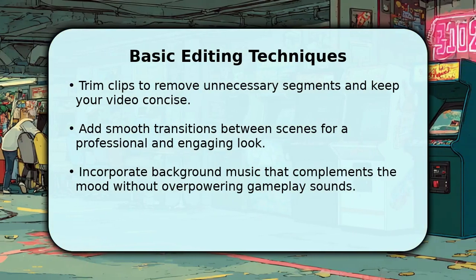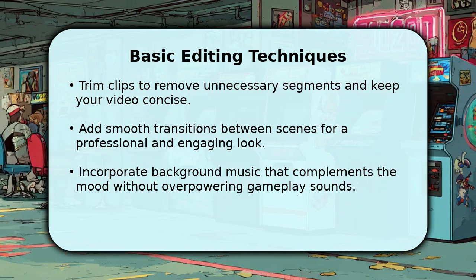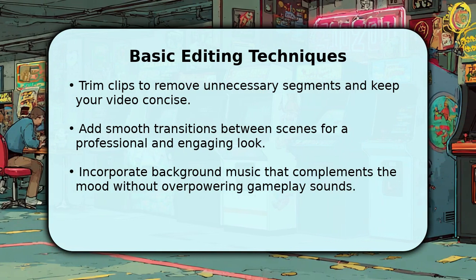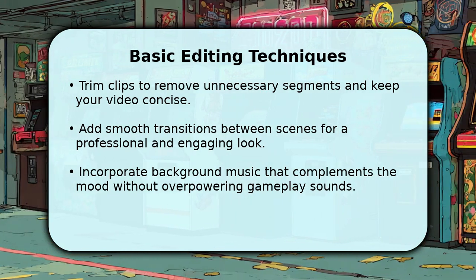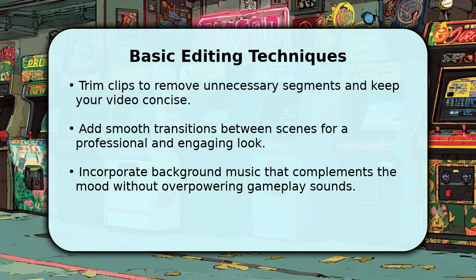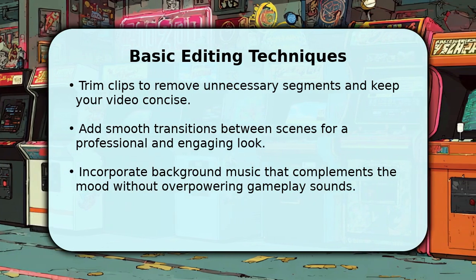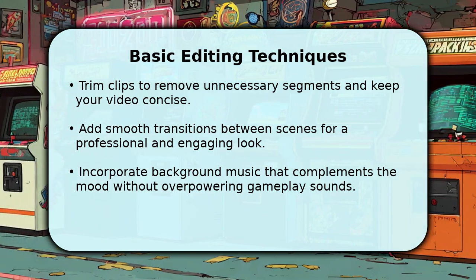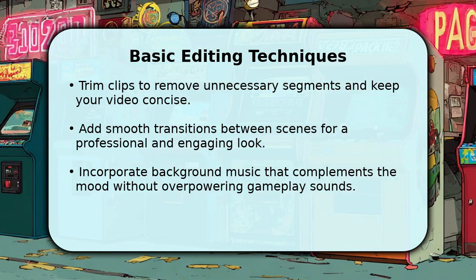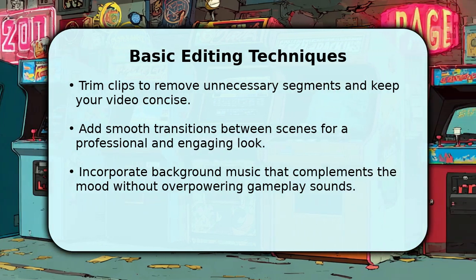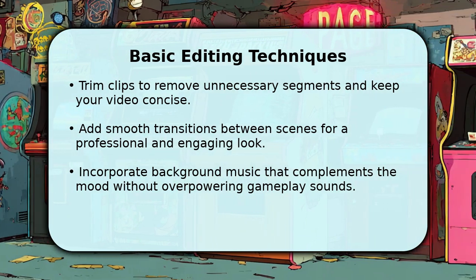Once your footage is captured, it is time to bring your vision to life through editing. Start by trimming your clips, removing any unnecessary segments to keep your video concise and engaging. Add smooth transitions between scenes to maintain a professional look, avoiding abrupt cuts. Incorporate background music that complements the mood of your edit, ensuring its volume does not overpower your gameplay sounds. Finally, add text overlays or simple effects to highlight key moments or provide context for your viewers.